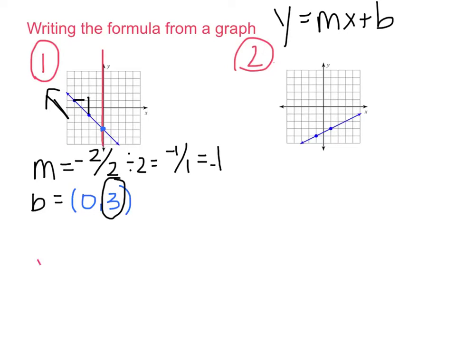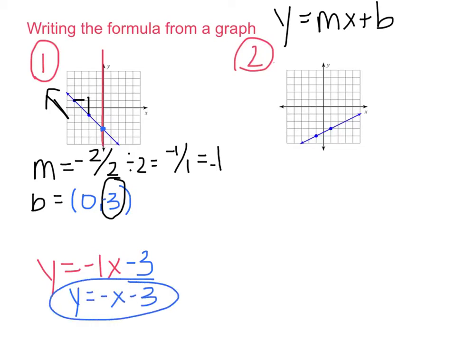So our formula is going to be y equals negative 1 for our slope. Remember our variable x is always there. And this is actually a negative 3. So we are going to say minus 3. Remember, you do not have to put a 1 in front of your x, so you can write it as y equals negative x minus 3. Either answer will be fine.